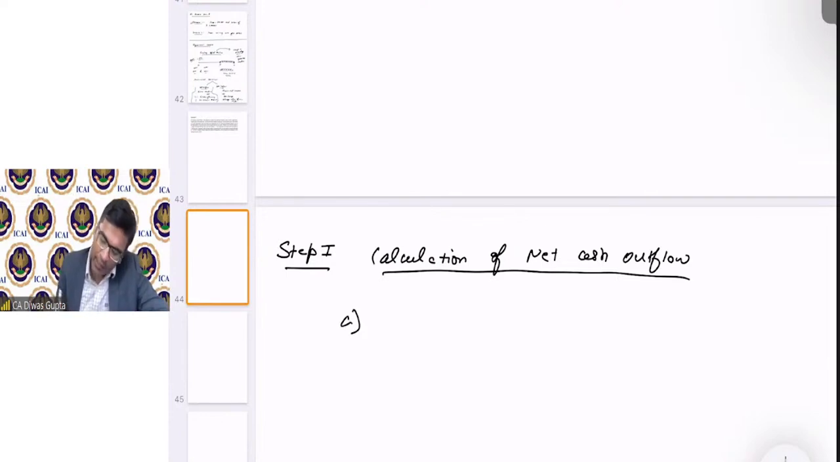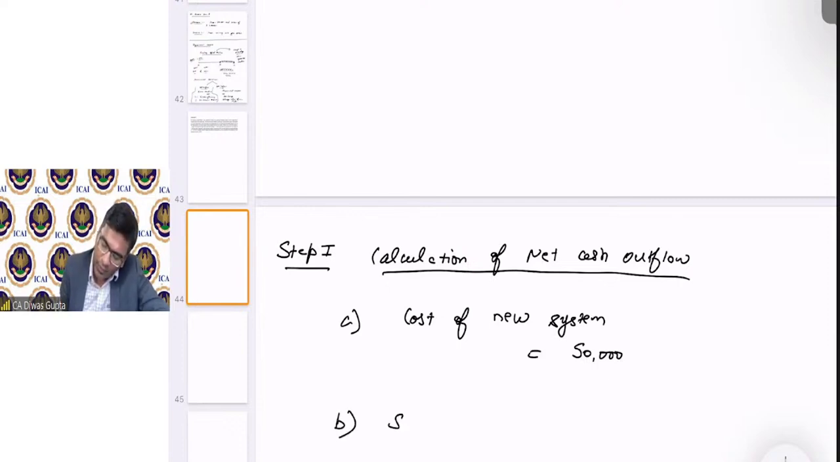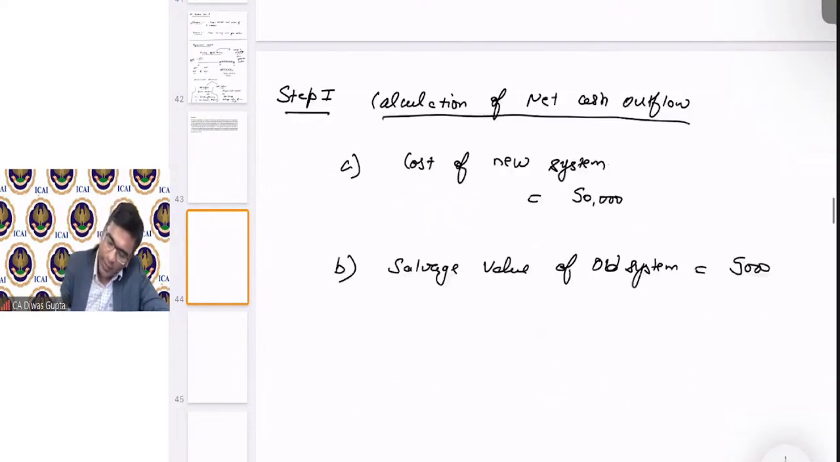So this also I'm breaking into two parts. One is the cost of the new system. What is the cost of the new system? 50,000, right? This is straight away given in the question. B, salvage value of the old system. This is also given. This is how much? 5,000.